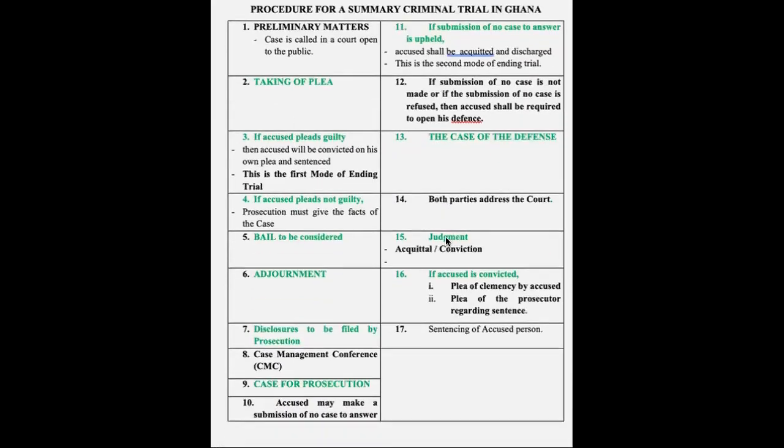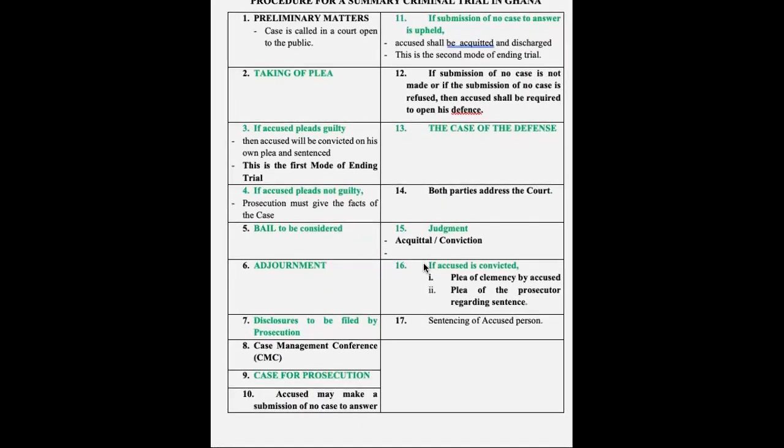If you remember our checklist from the beginning, that was number 10, where we mentioned that an accused may make a submission of no case to answer. And if it is upheld, then the accused may be acquitted and discharged. And this is the second mode of ending the trial.